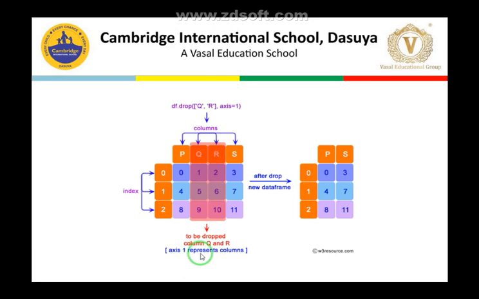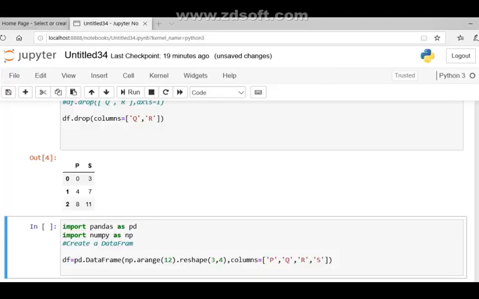So axis 1 represents the columns and axis 0 basically represents the rows. This is my index, or you can say rows, and these are represented by axis 0. Coming back to the Jupyter notebook, students, we have applied the operation on the columns.